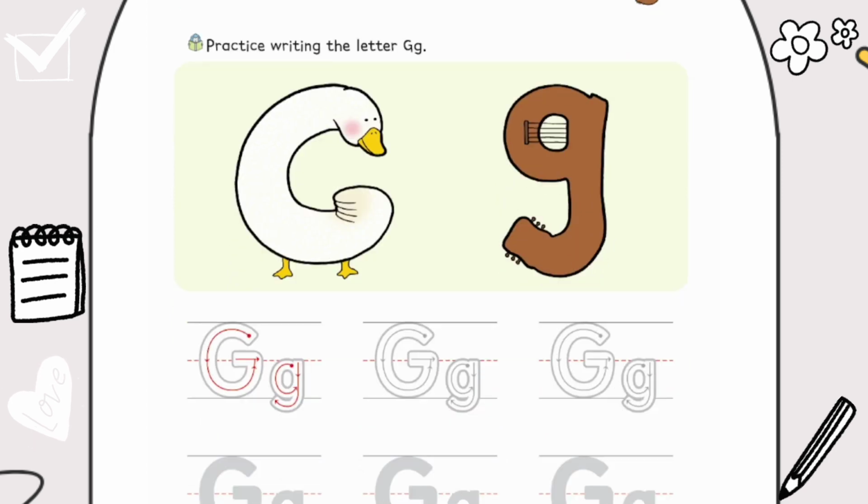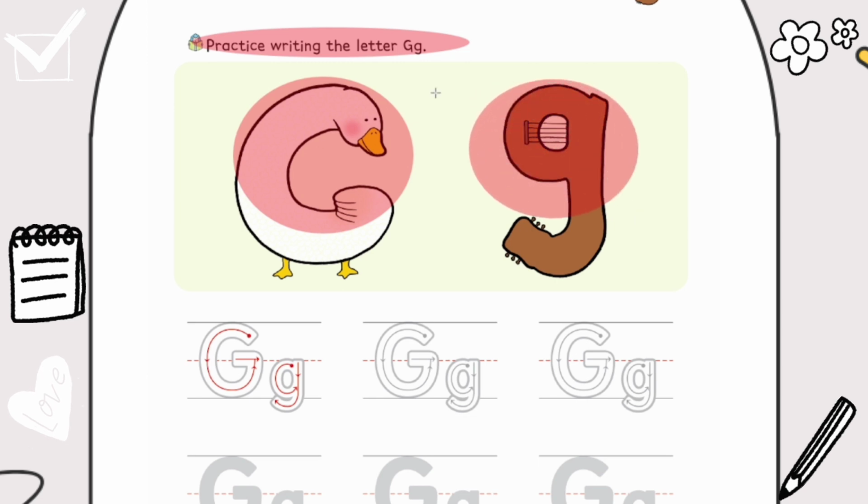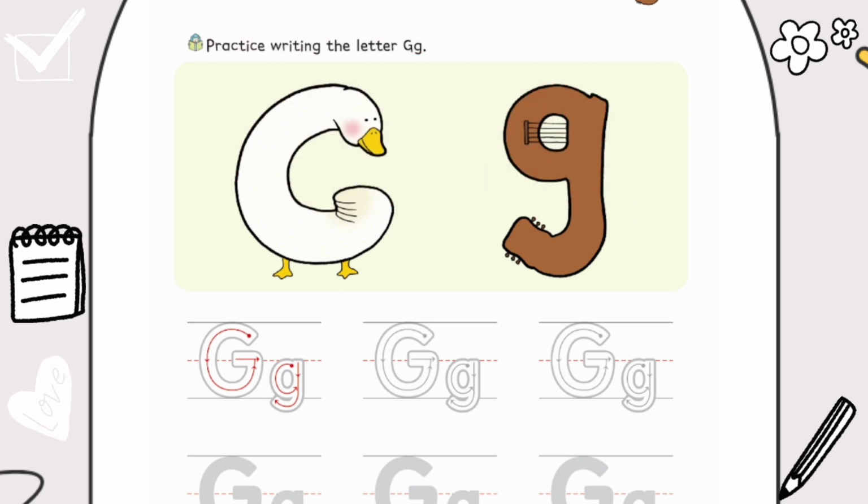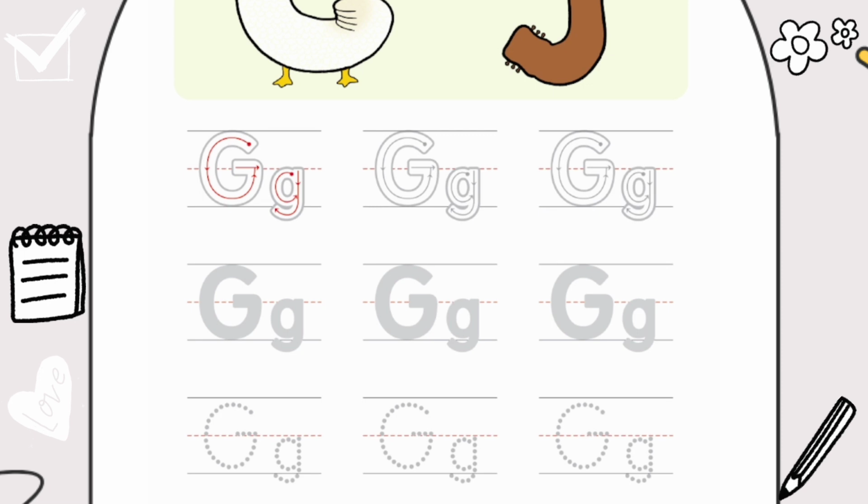Page 30. Practice writing the letter G. Yes, I see a goose and a guitar. Now remember, everyone, we have to read the words out loud. Let's begin. G, G, G, G. Good job. One more time.